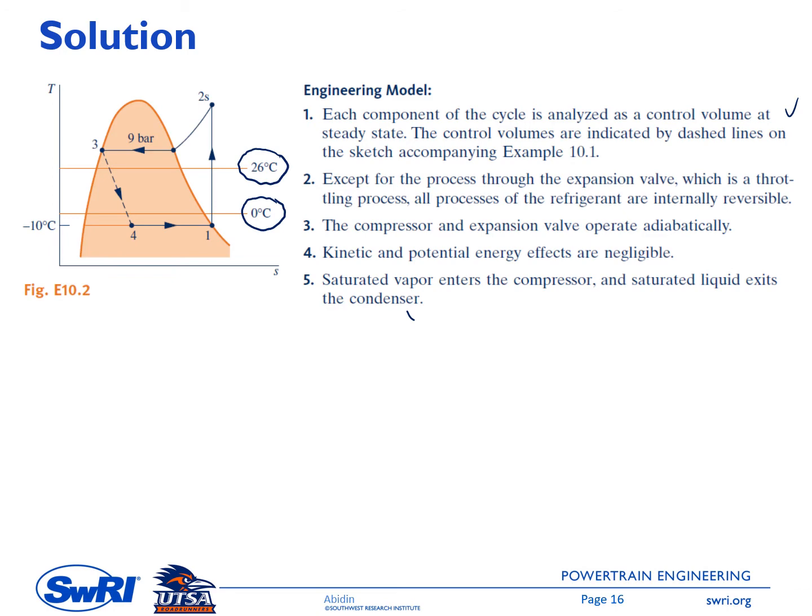And this one is the engineering model, or the assumptions. This is a control volume system at steady state, and except for the process through the expansion valve, which is a throttling process, all processes of the refrigerant are internally reversible. The compressor and expansion valve operate adiabatically, and we can ignore the impact of the kinetic and potential energy change. The next assumption is saturated vapor enters the compressor, this is point 1, and saturated liquid exits the condenser, this is point 3.